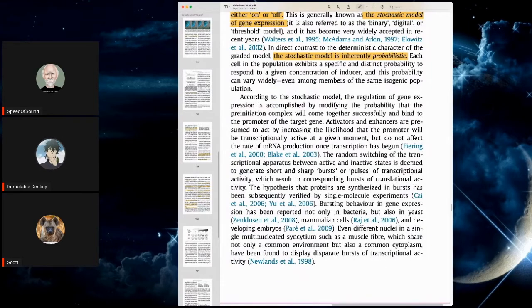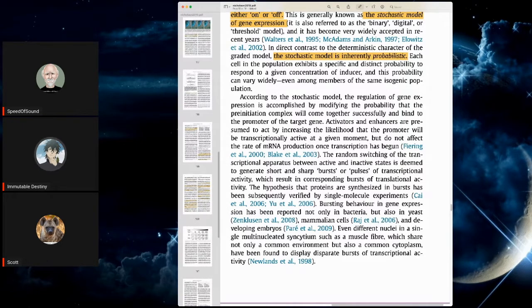According to the stochastic model, the regulation of gene expression is accomplished by modifying the probability that the pre-initiation complex will come together successfully and bind to the promoter of the target gene. Activators and enhancers are presumed to act by increasing the likelihood that the promoter will be transcriptionally active at a given moment, but do not affect the rate of mRNA production once transcription has begun.